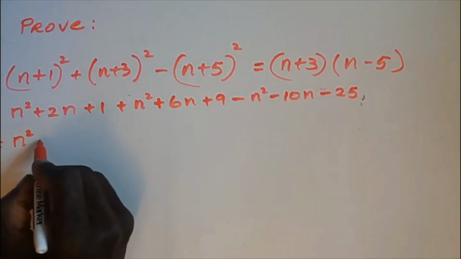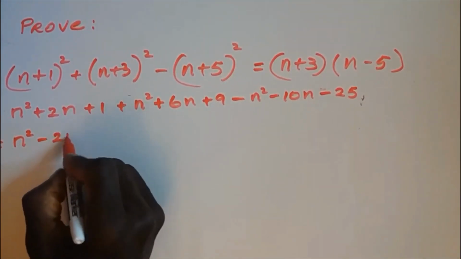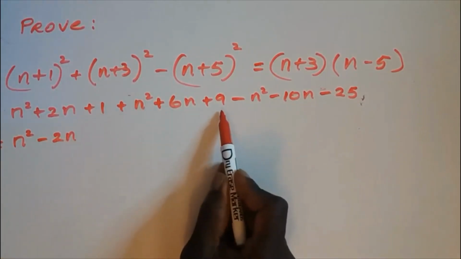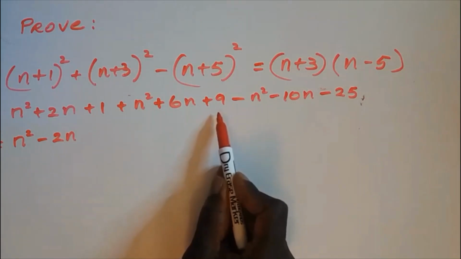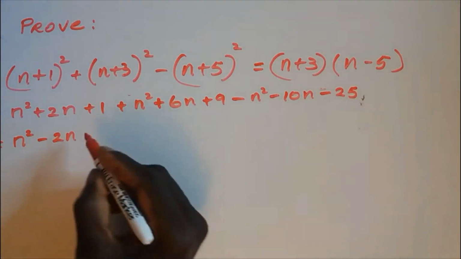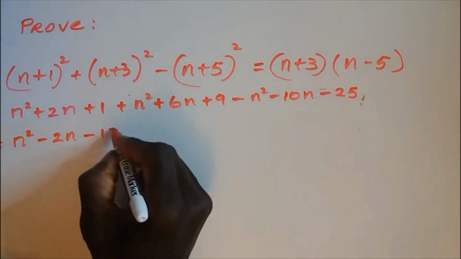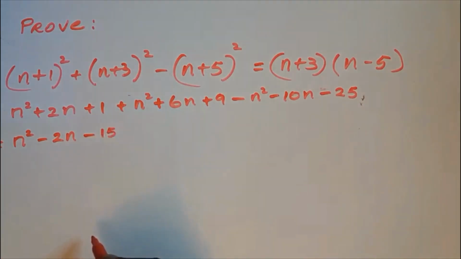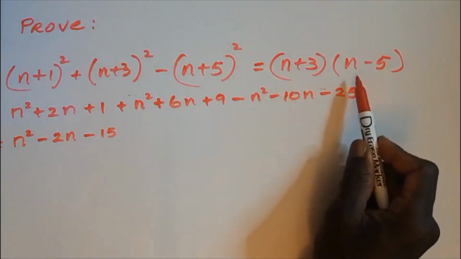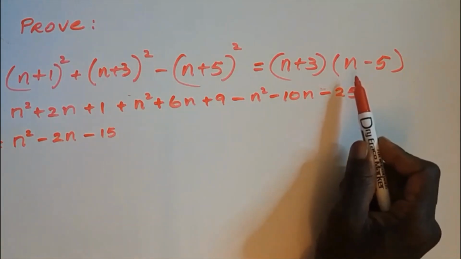gives us minus 2n. 1 add 9 is 10. Take away 25 will give us minus 15. So this is our quadratic expression, and when we look at the right hand side it looks like a quadratic expression that has been simplified or factorized.